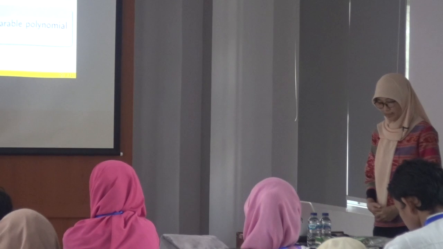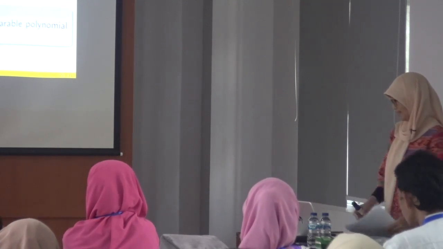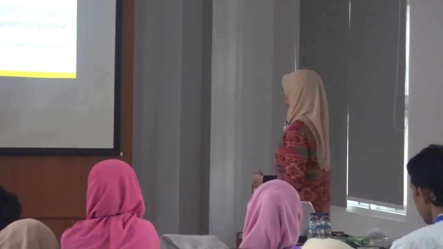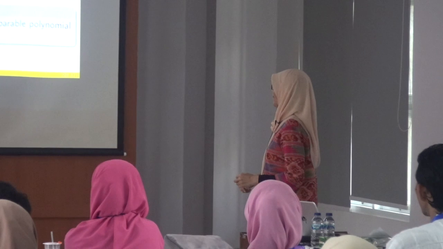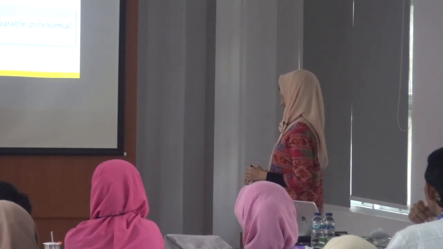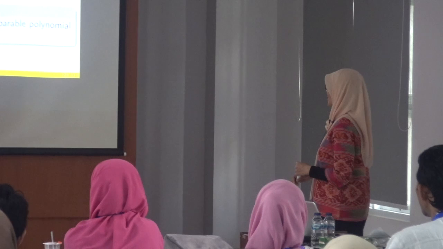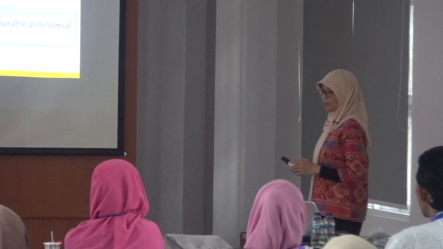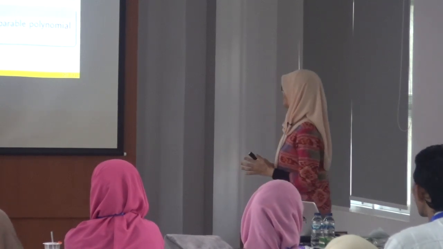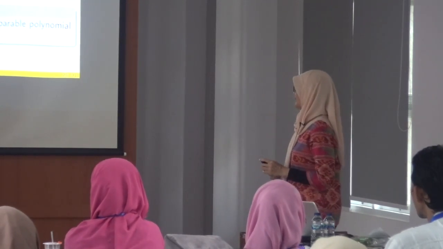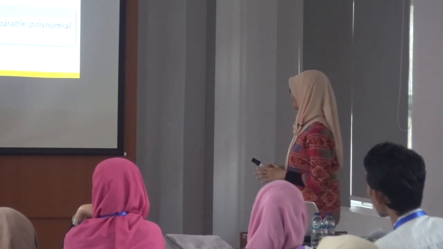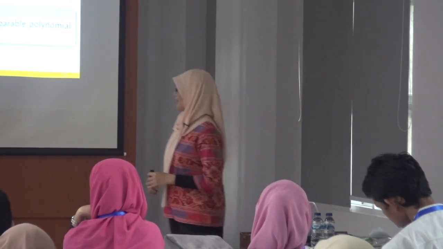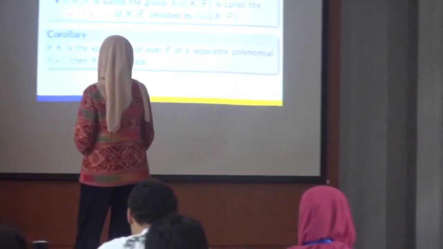Okay, now we come to our main topic in Galois theory. This is the definition first. We have K as a finite extension of F. K over F is a Galois extension if K is normal. Normal means a splitting field, it's the same meaning. Normal, separable, and finite over F. If K over F is Galois, the group Aut K over F is called the Galois group. So this is a special case with K.